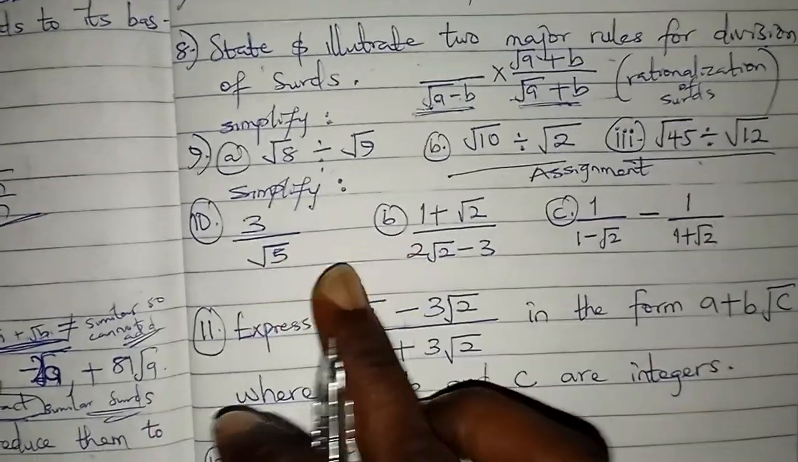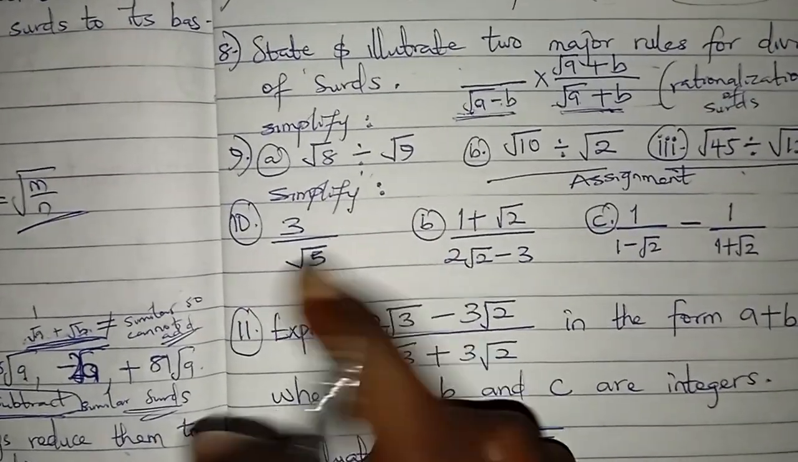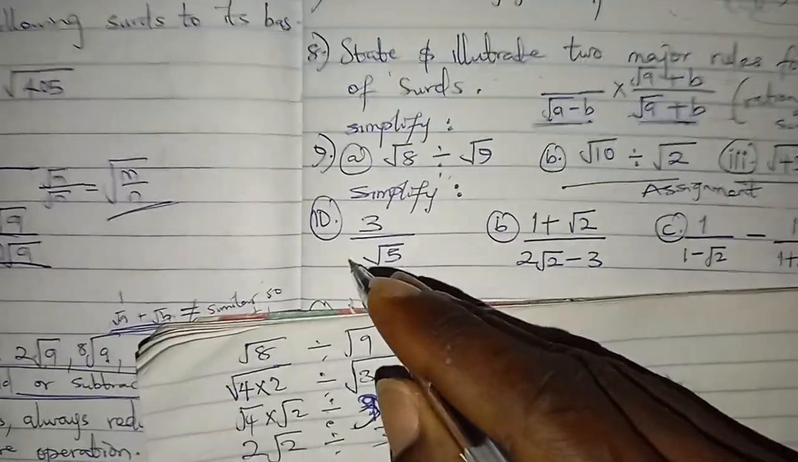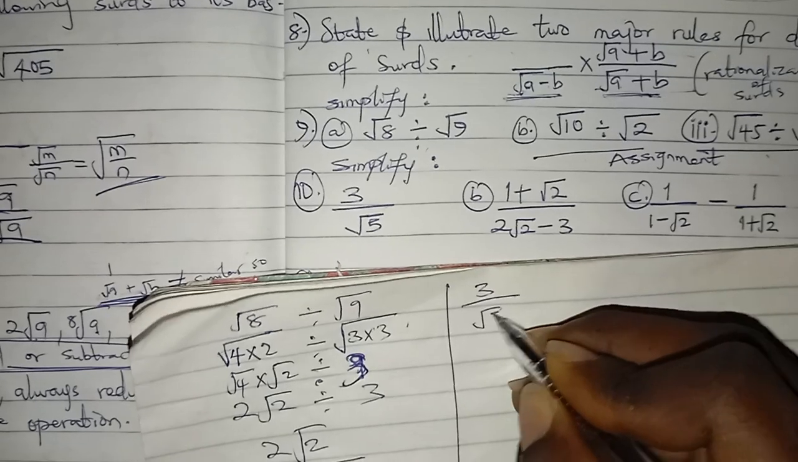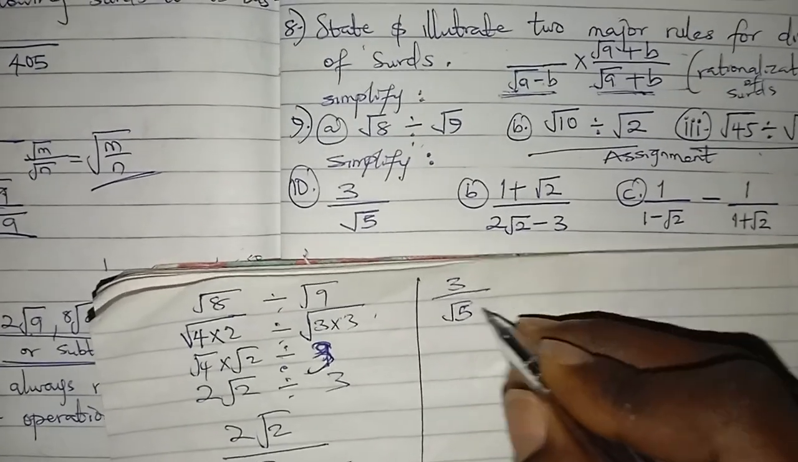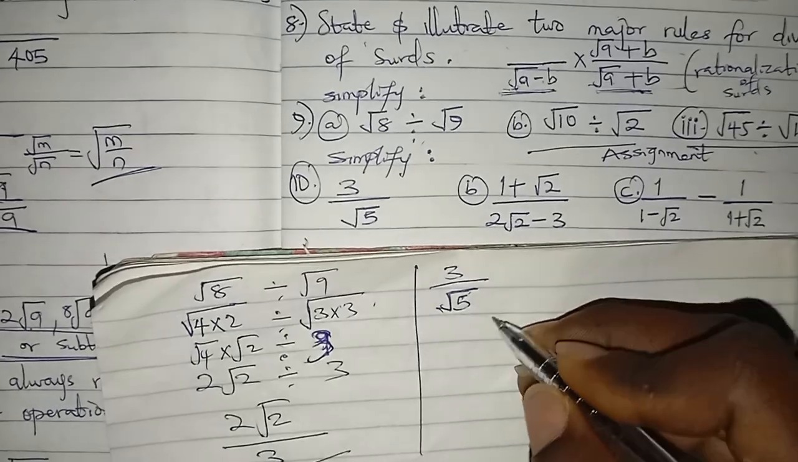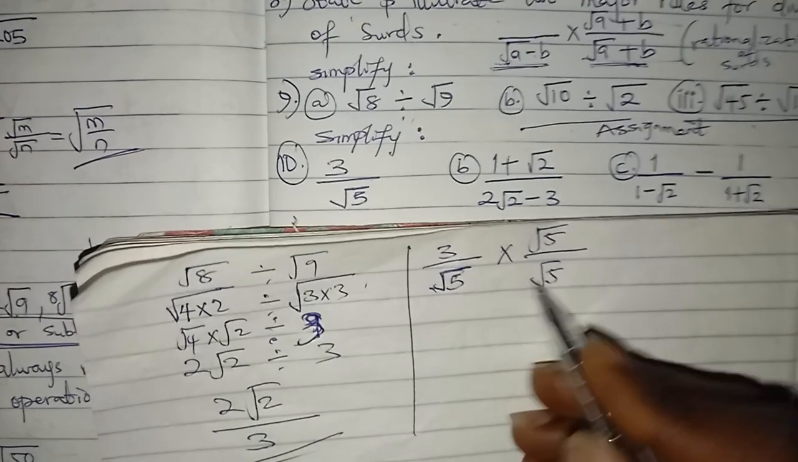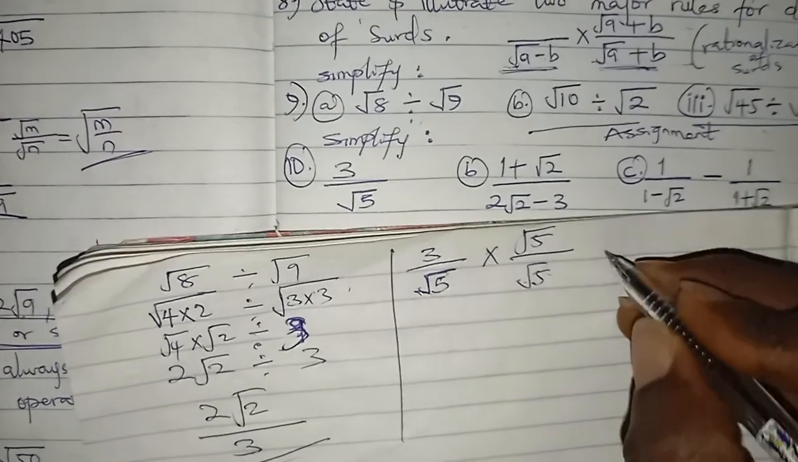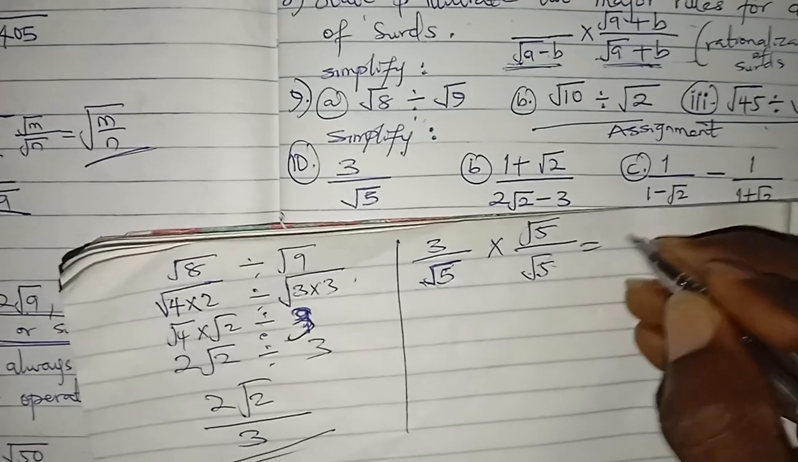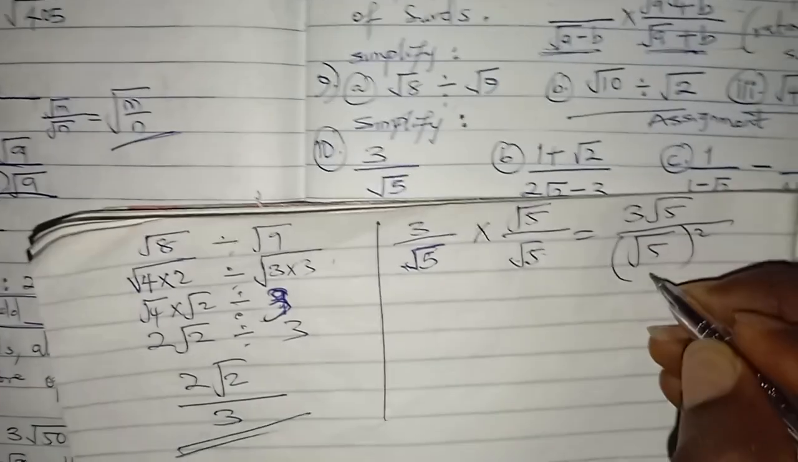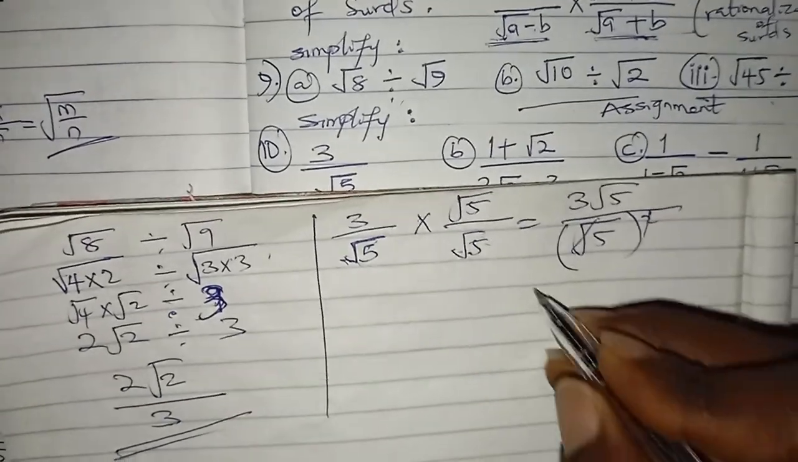So let's move to this one. Okay, this one is also simple. Notice I have here question 10, I have 3 over root 5. And the rule says a root cannot be at the denominator. So I'll simply do times root 5 all over root 5. You can see that once the two roots multiply each other, it will give a whole number. So this will go up at the numerator. I'll have 3 root 5 all over root 5 squared. And notice this will cancel this, so that I have 3 root 5 all over 5.